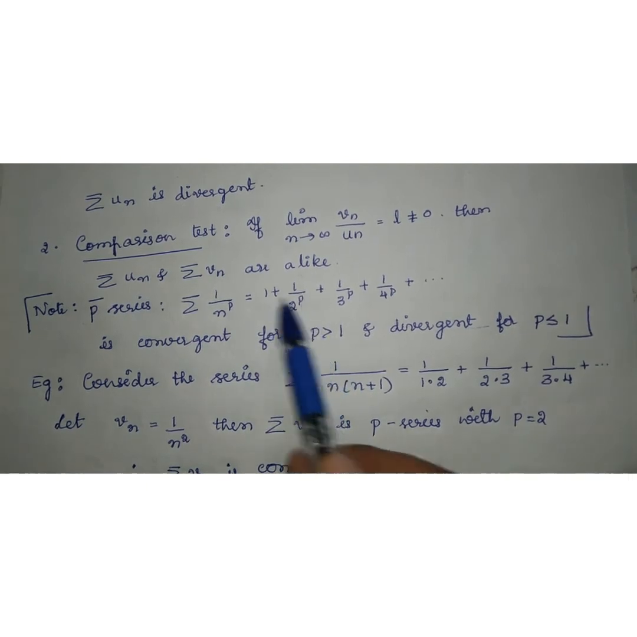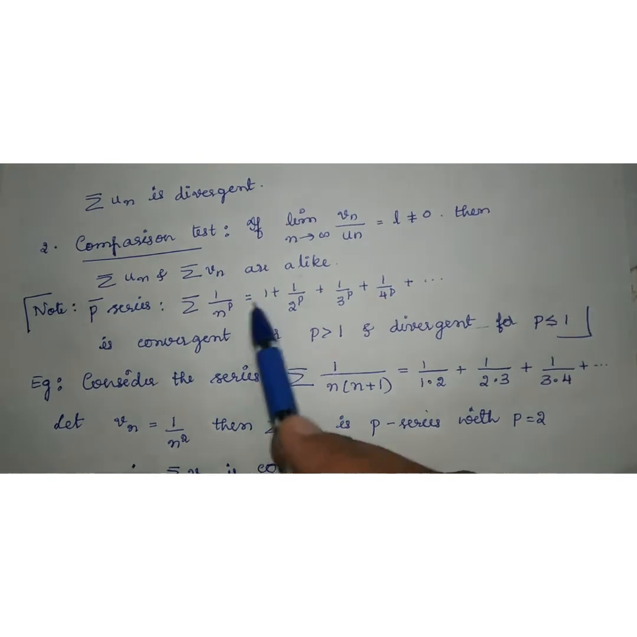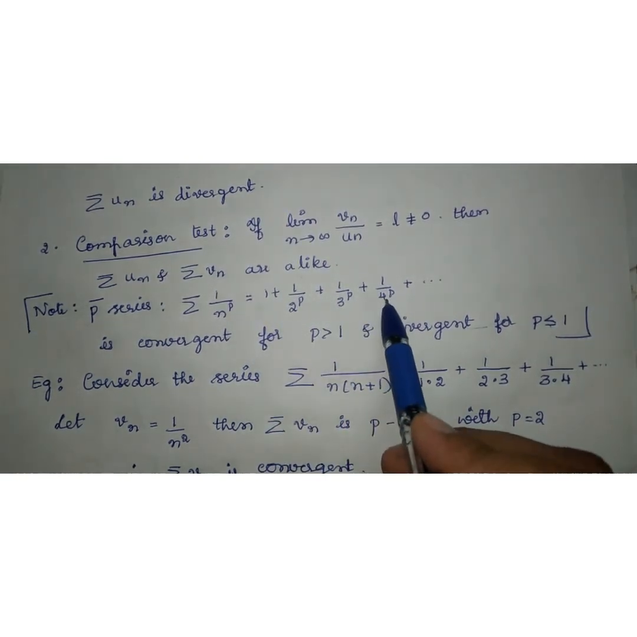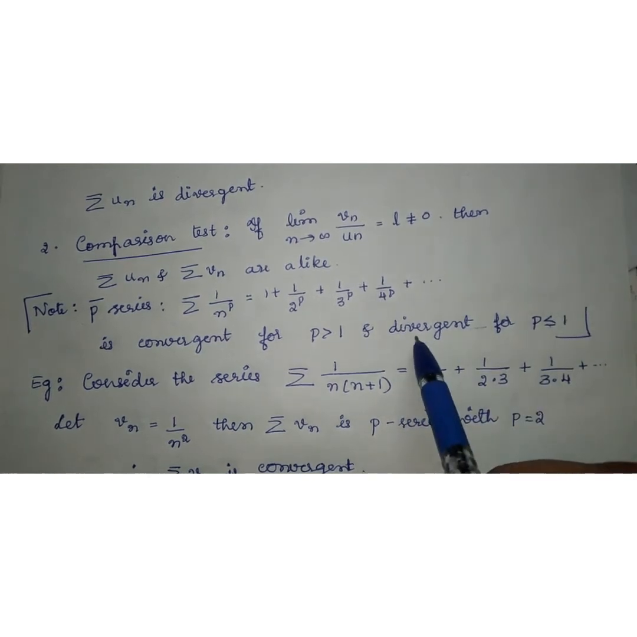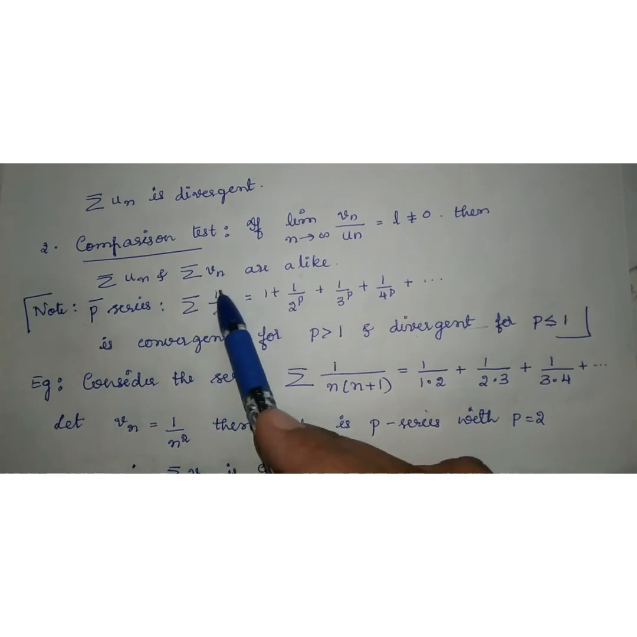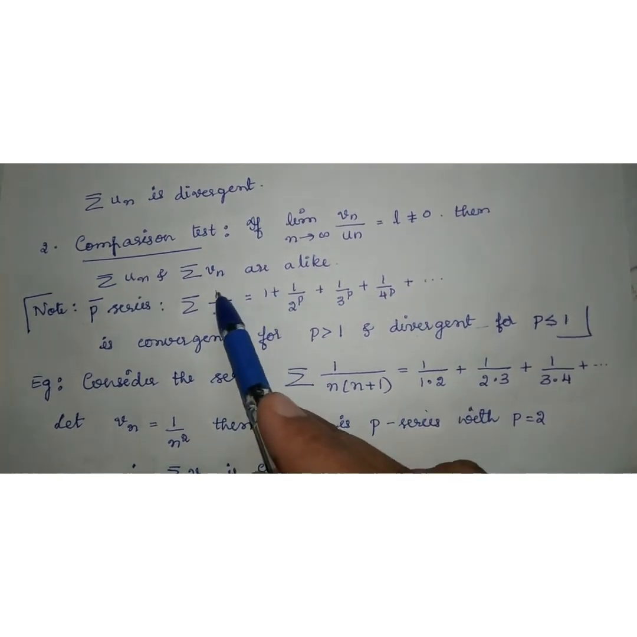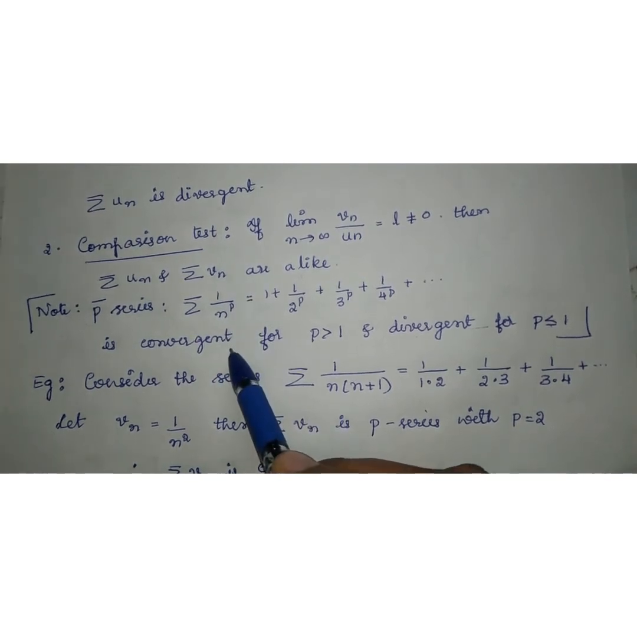Suppose p equal to 1, then you get the series 1 plus 1 by 2 plus 1 by 3 plus 1 by 4. Since p is equal to 1, the series is divergent. So the series 1 by n is divergent. If you take the series 1 by n square, it is going to be convergent.